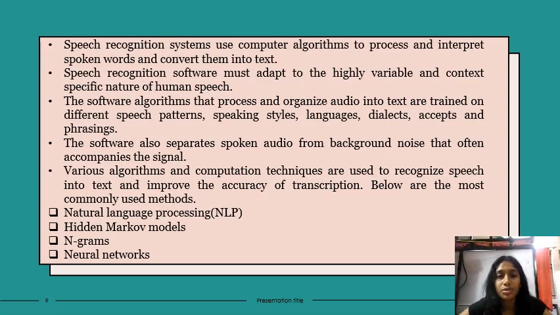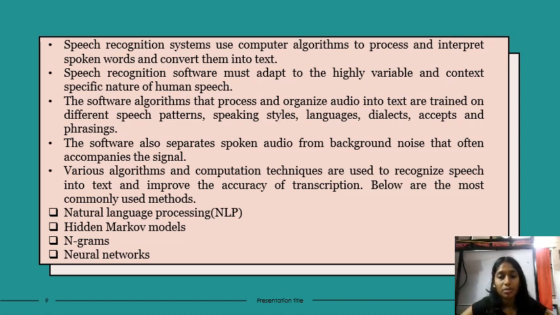Speech recognition systems use computer algorithms to process and interpret spoken words and convert them into text. Speech recognition software must adapt to the highly variable and context-specific nature of human speech. The software algorithms that process and organize audio into text are trained on different speech patterns, speaking styles, languages, dialects, accents, and phrasings.